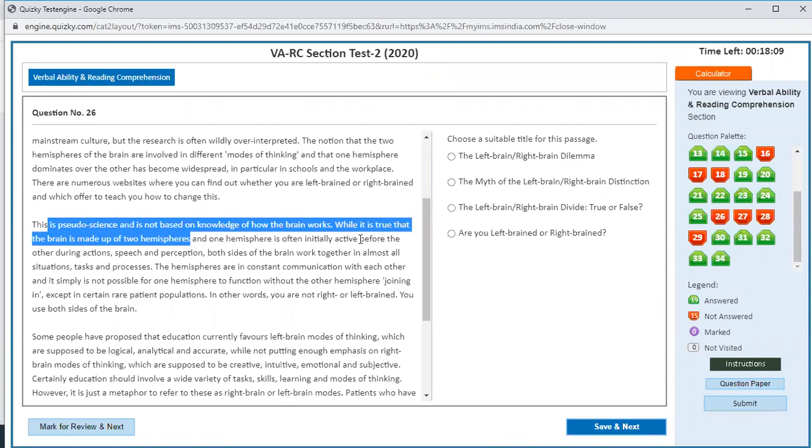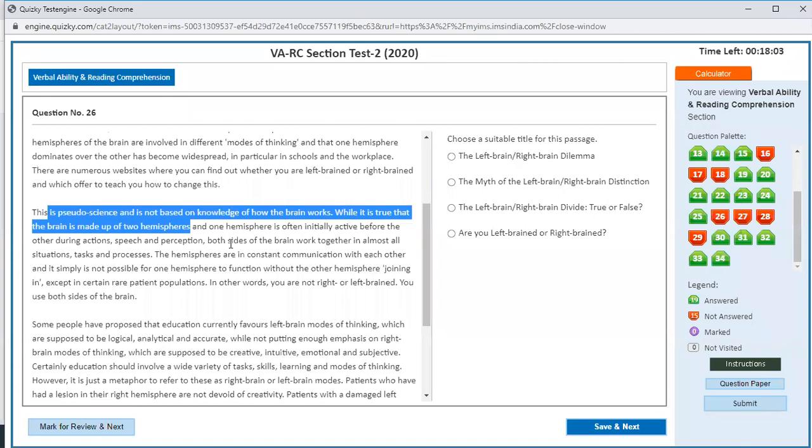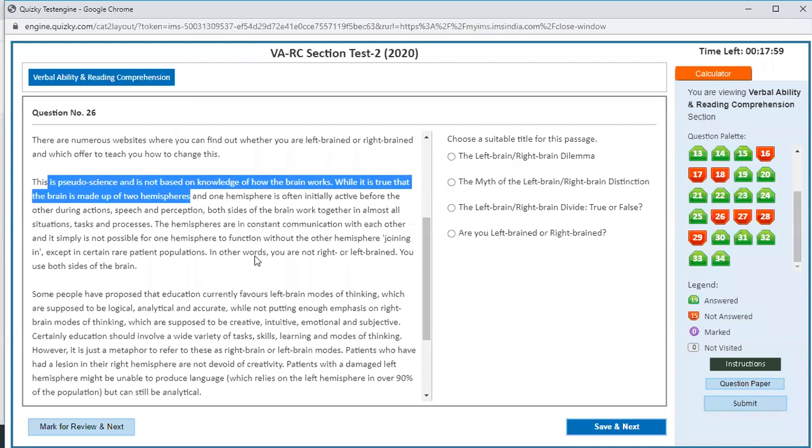And one hemisphere is often initially active before the other during action, speech, and perception. Both sides of the brain work together. In almost all situations, the hemispheres are in constant communication with each other, and it is simply not possible for a hemisphere to function without the other hemisphere joining in, except in certain rare patient populations. In other words, you're not right or left-brained. You use both sides of the brain.